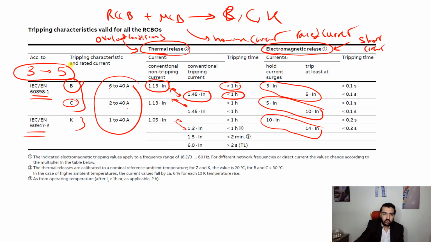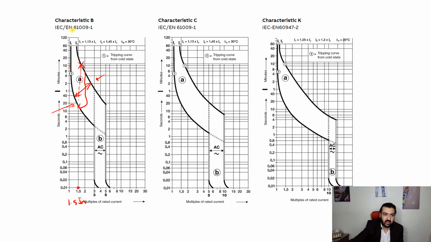What you can see also here in the slide is the conventional non-tripping current and the conventional tripping current. This one is the non-tripping current and this one is the tripping current. So most likely it won't trip here, and at this one it must trip. So it has two values, one which will not trip and one at which it must trip.